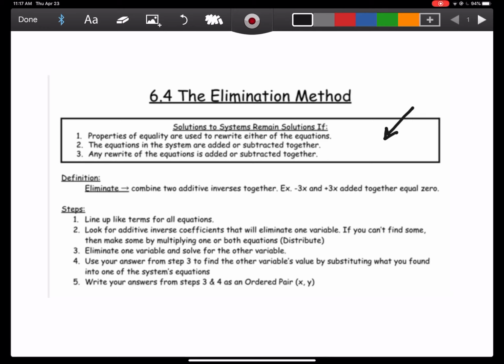The equations in the system are added or subtracted together. So in other words, we're allowed to add the equations in a system together. And number 3 says any rewrite of the equations is added or subtracted together. So you'll notice that in his video, there were only 2, and I took his 2 and kind of broke it up a little more.